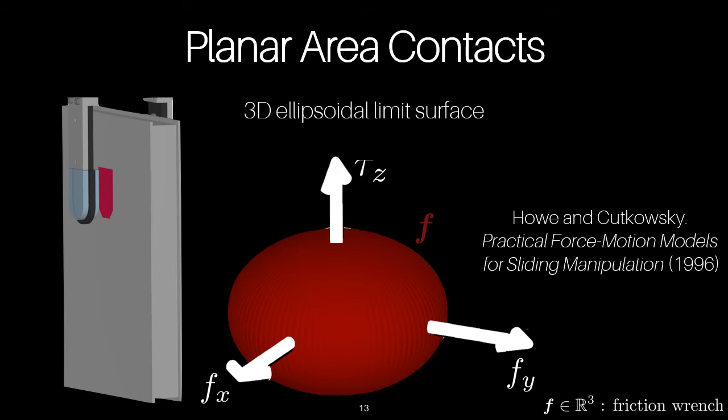Point contacts can be easily extended in the case of planar area contacts, as shown on the left. An additional torsional friction can now be transmitted through the contact and leads to 3D friction wrenches, which are constrained by a 3D ellipsoid. Similarly to the point contact case, this 3D ellipsoid scales with the normal force that is applied, and thus the total wrench can be constrained by a 4D friction cone.